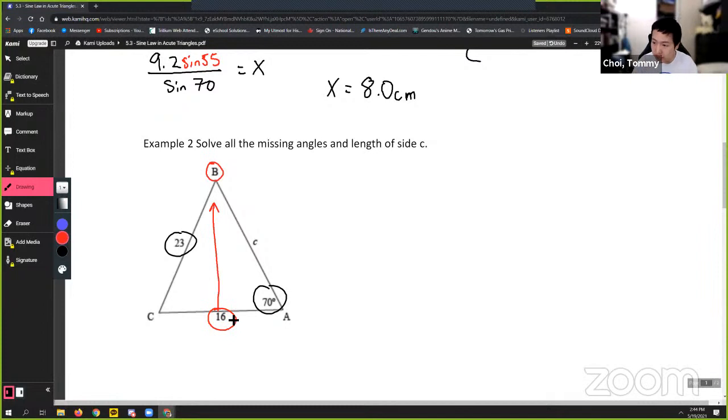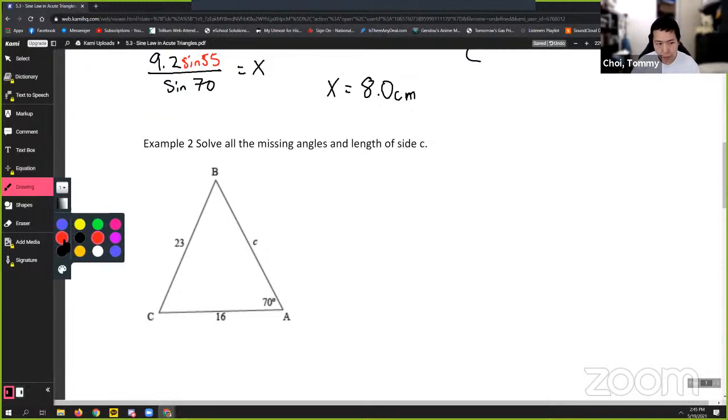So that lets us formulate a plan in how we want to solve this. If we solve for angle B, we now have two angles. We can solve for angle C, which allows us to solve for side C, right? So we start to build this plan of attack on how we should be able to figure out these problems.